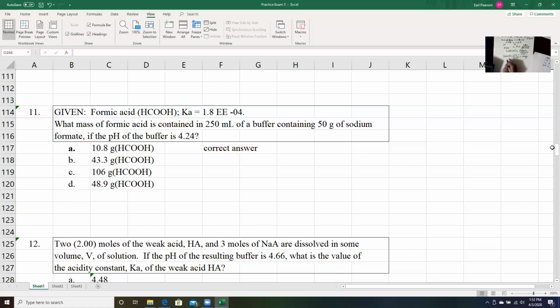Now, what does it ask me for? It wants to know what mass of formic acid. So I've got that many moles per liter. I want to multiply that by 0.250 liters, 250 milliliters. So I'll multiply that by 0.25. And I get 0.0235 moles of the formic acid. And now I want to multiply by the molecular weight.